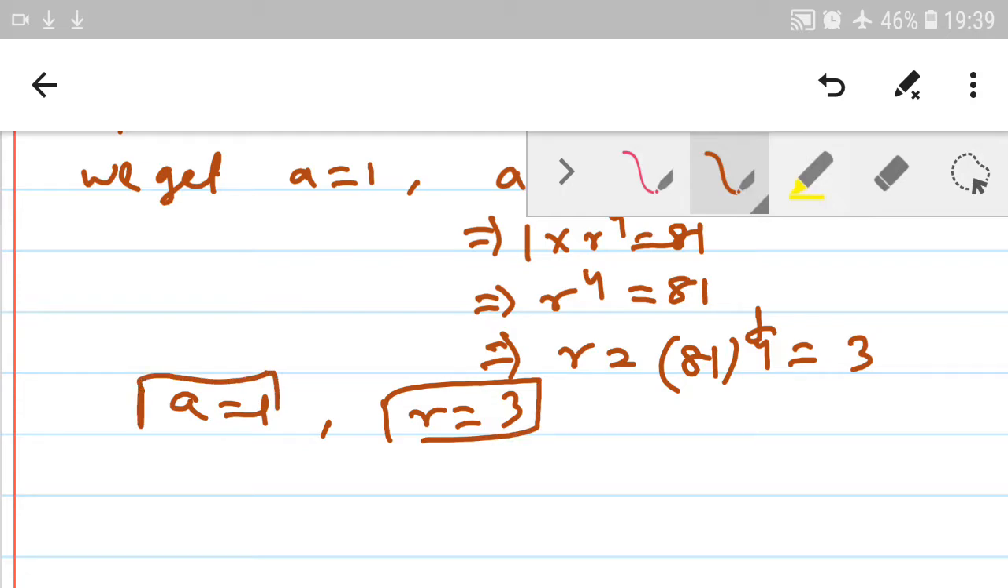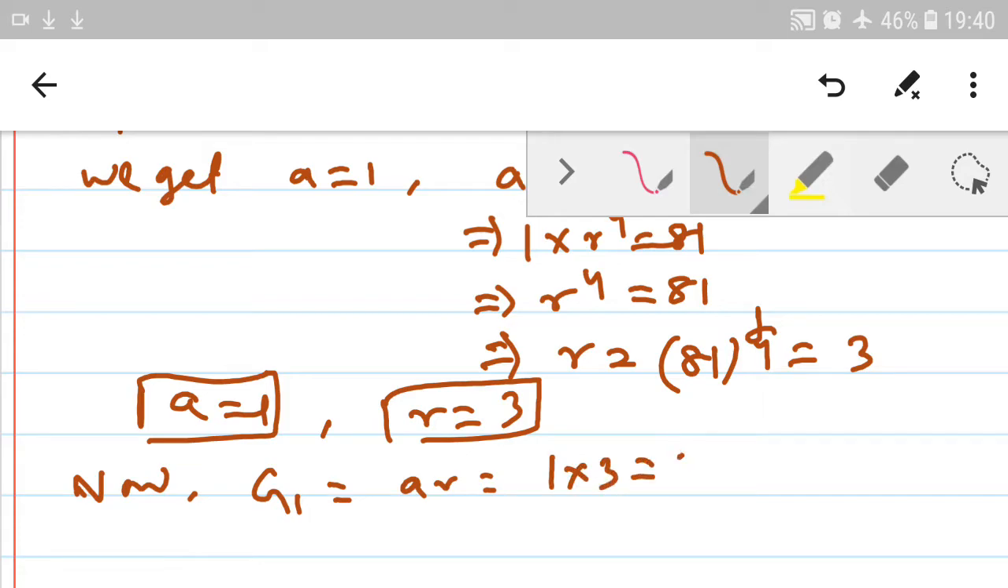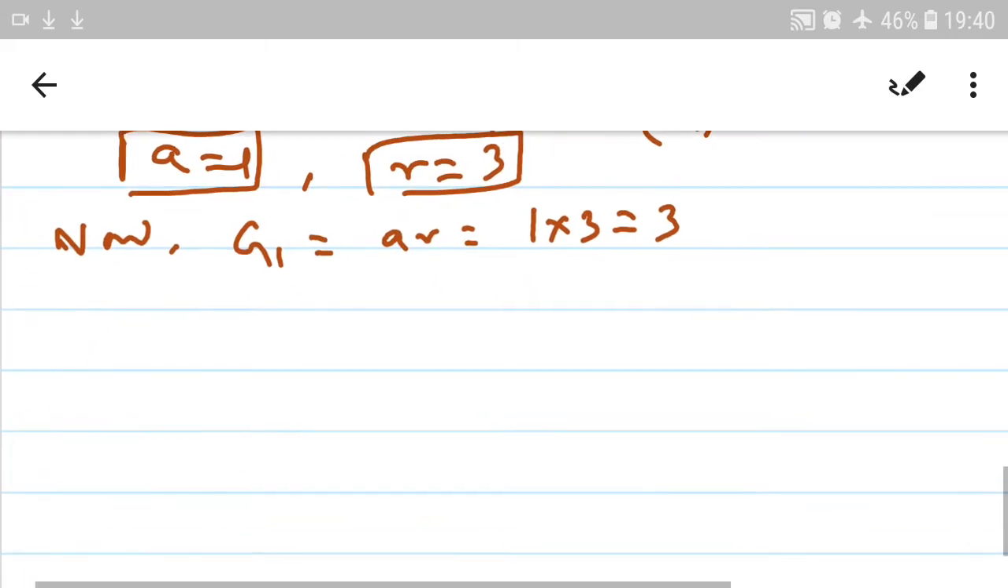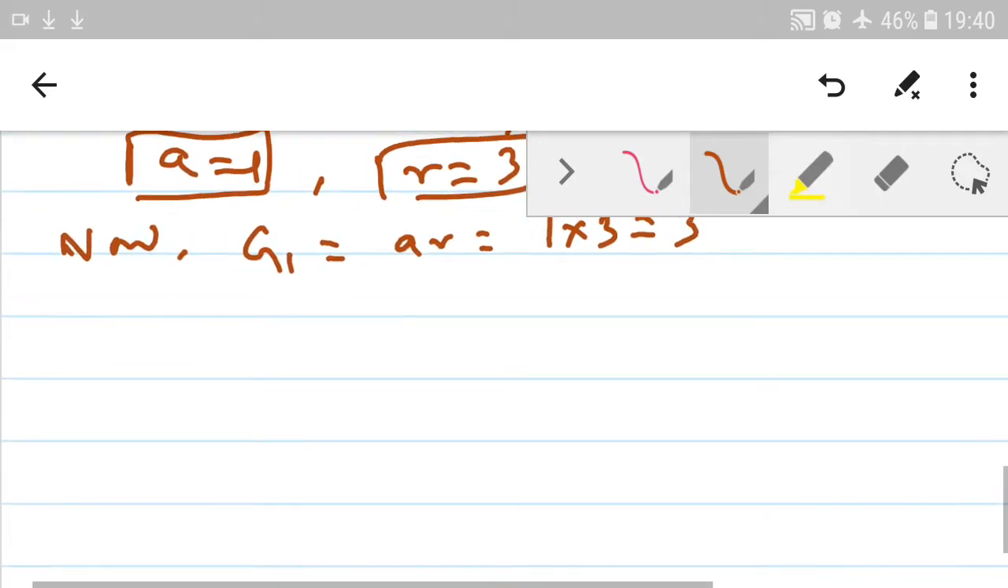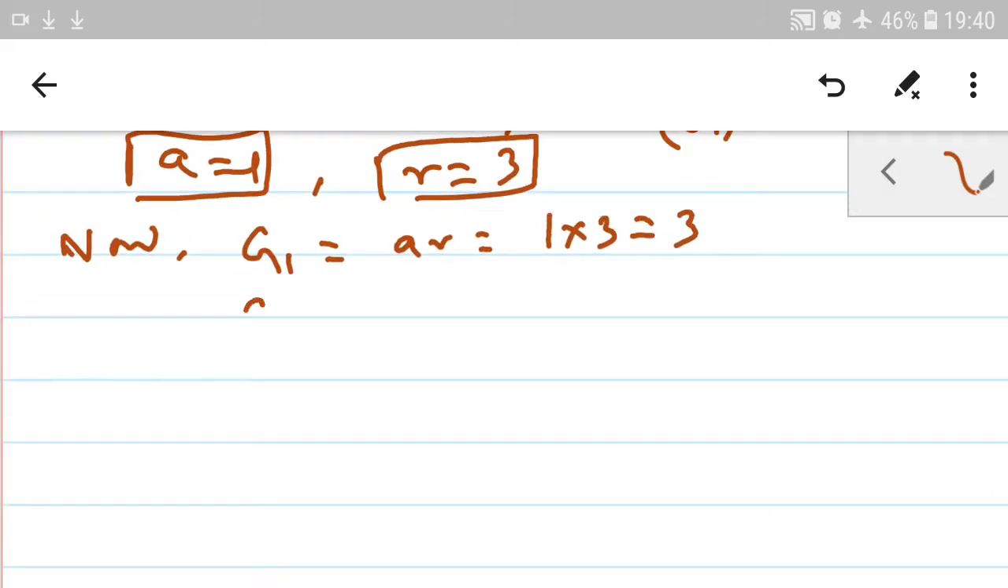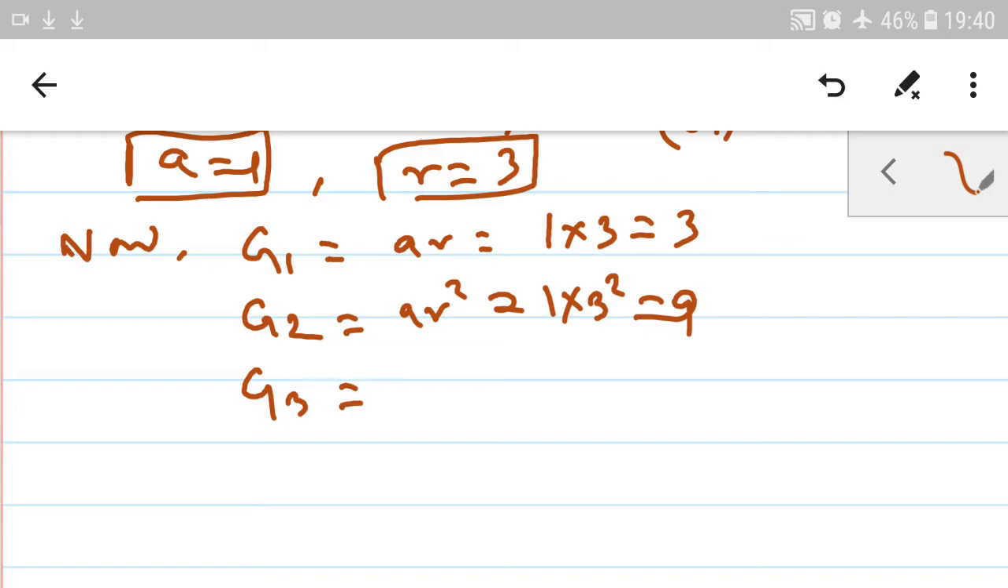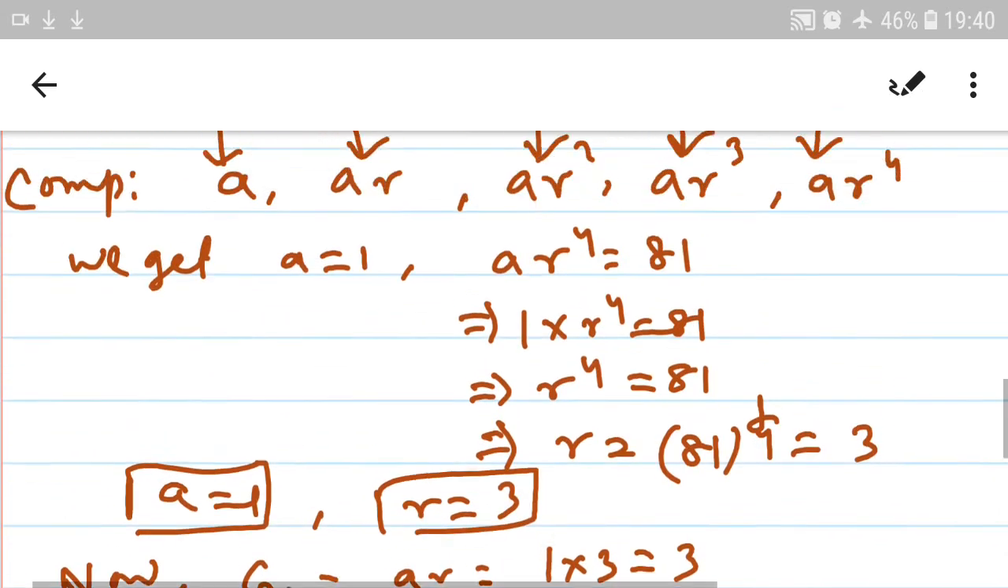Now you see here the numbers are G1 equal to AR, which is 1 into 3, that is 3, and G2 is given by AR square, which is 1 into 3 square, which is 9, and G3 is equal to AR cube, which is 1 into 3 cube, which is 27. So therefore the required numbers are 3, 9 and 27.